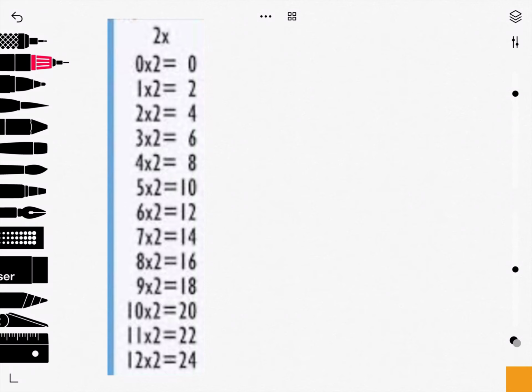So, again, the pattern. But this time it's not 1, it's 2. You're adding 2 every time. So if you're at 8 times 2 is 16, you're still adding 2. Then the next one, 9 times 2 is 18. Alright, memorize this.